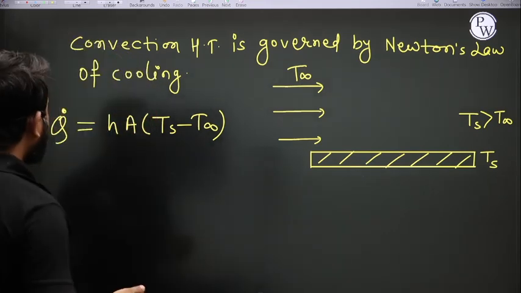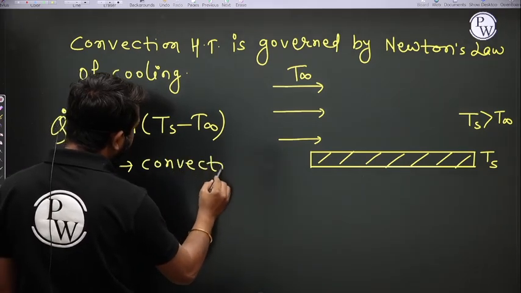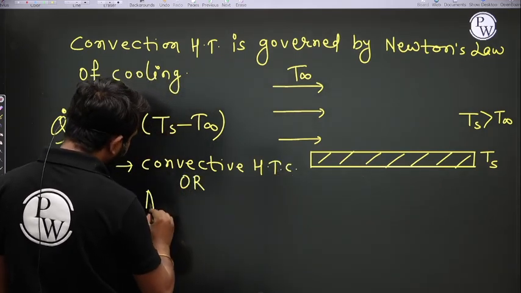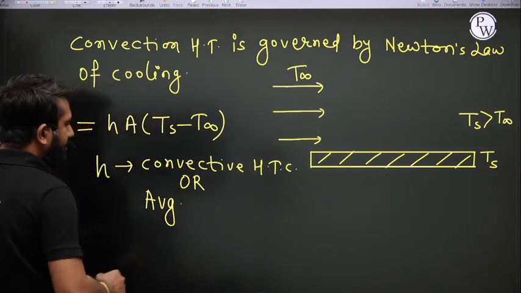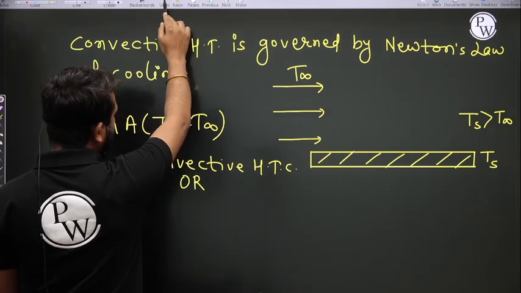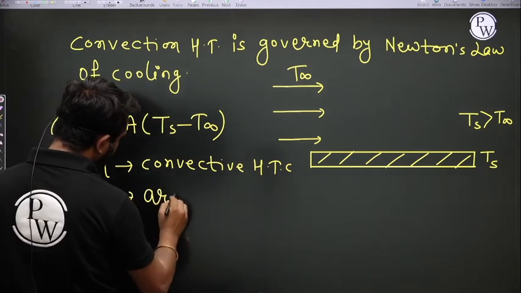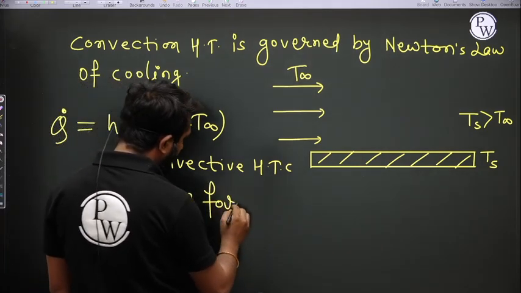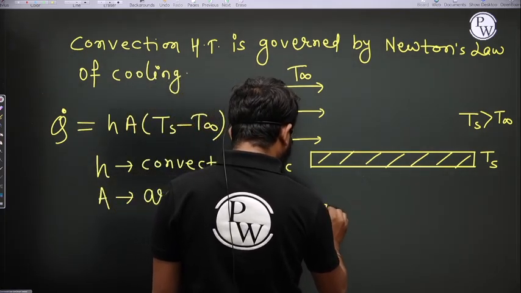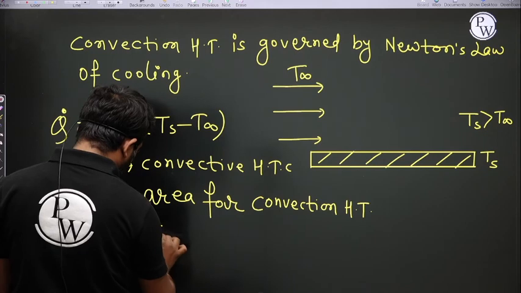So what is h? h is the convective heat transfer coefficient, or you can say the average convective heat transfer coefficient here. Later we will discuss average and local. So it is simply the convective heat transfer coefficient. A is the area responsible for convection heat transfer. What is Ts? Ts is the surface temperature.